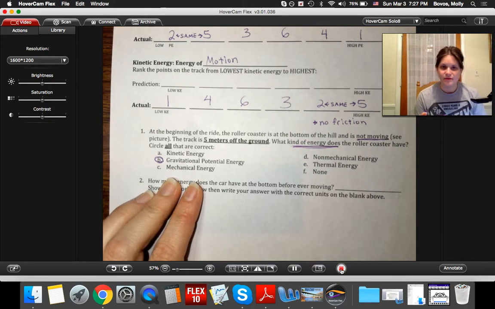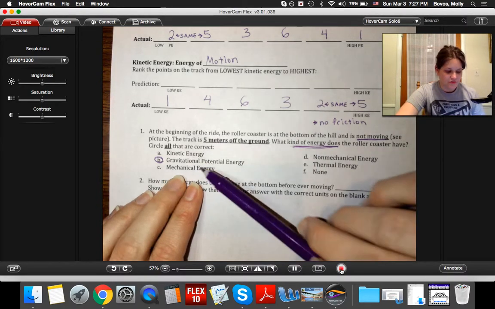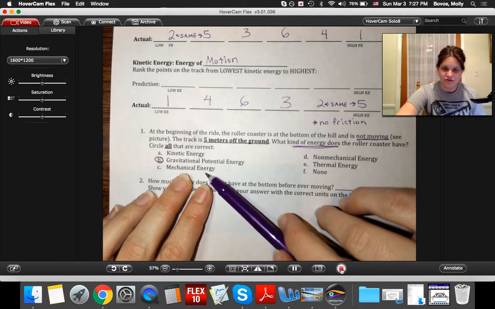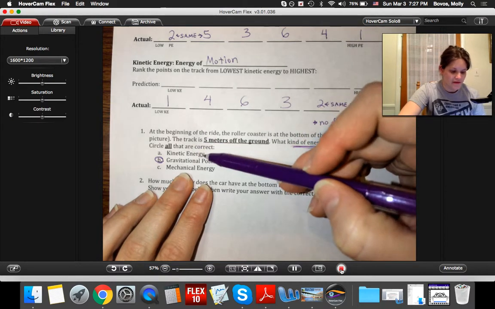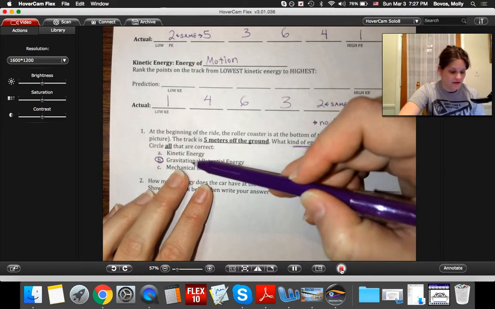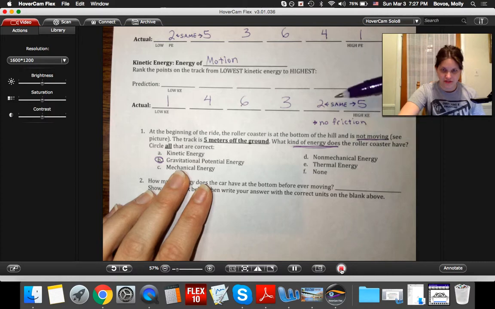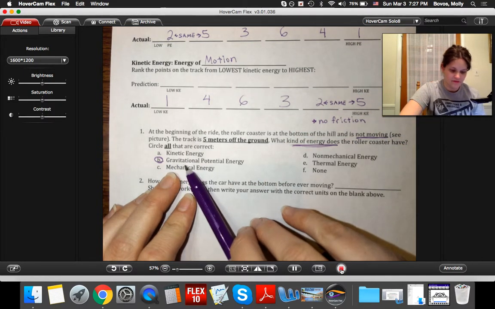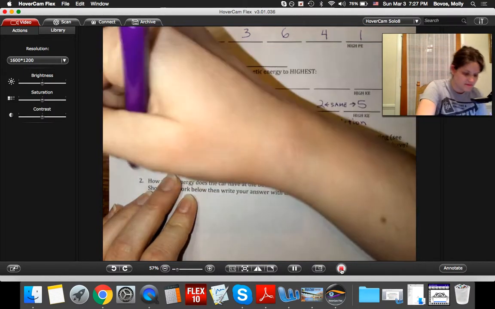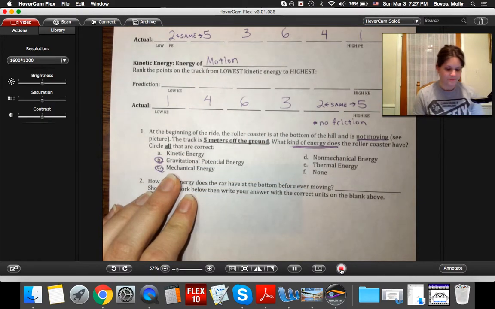Well, today when you did your vocab term, you should have learned that mechanical energy has a few different types. One of them is kinetic energy. Another one is gravitational potential energy. So since we do have some gravitational potential energy, yes, we should have some.